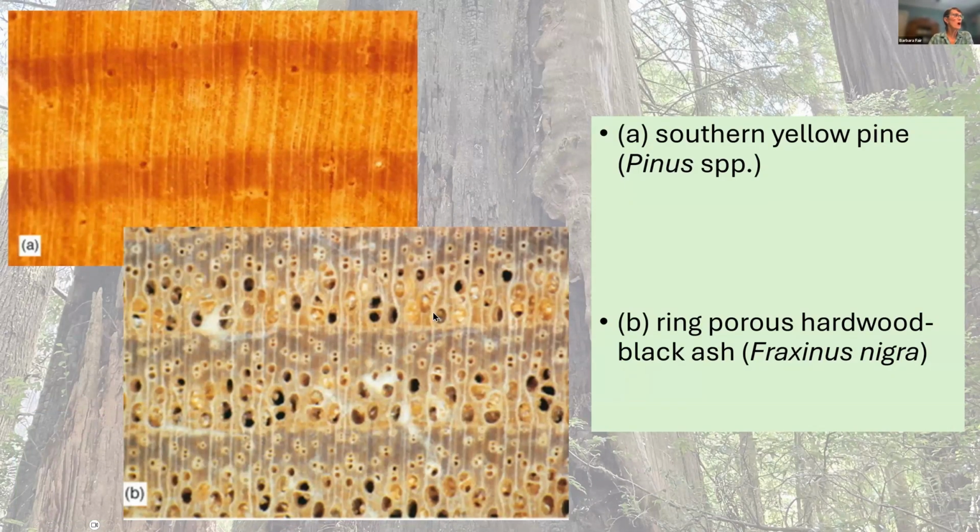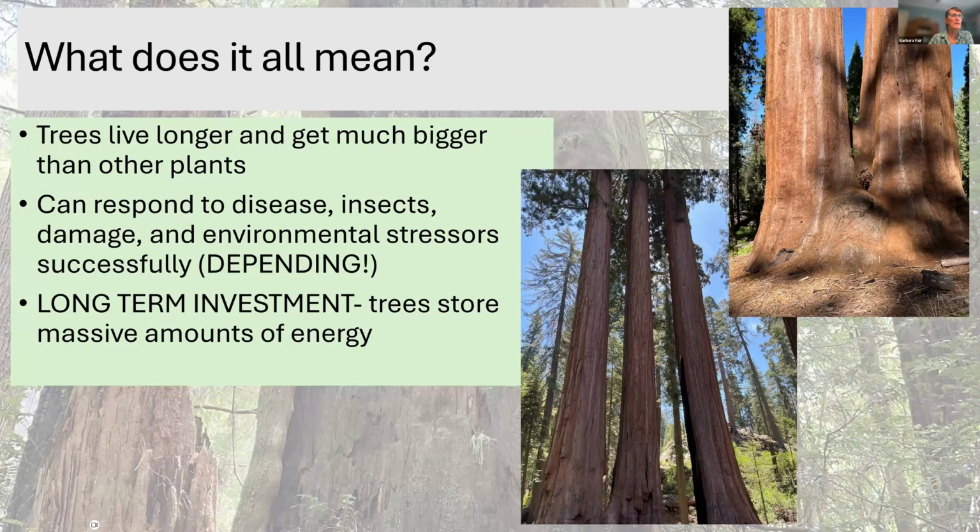So that's an example of a couple of species where you have a difference from conifers, which have very few fibers and stuff that are visible because they're so small. So what does it all mean? Again, go back to the thing I mentioned at first.